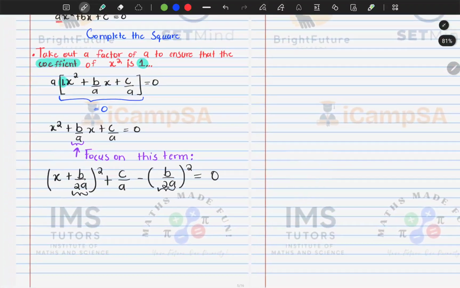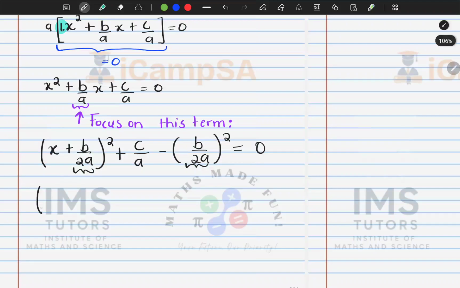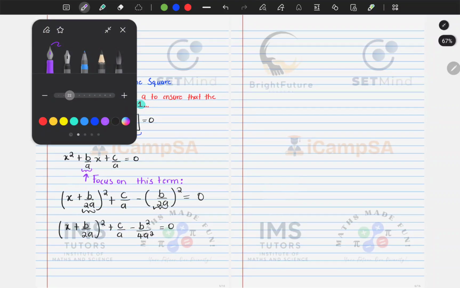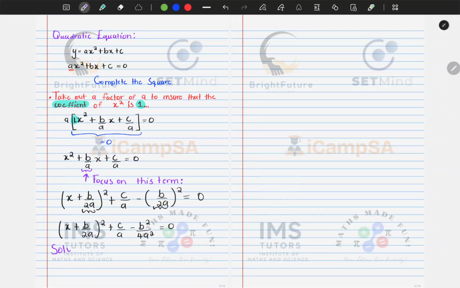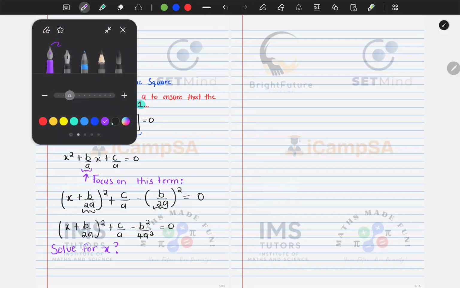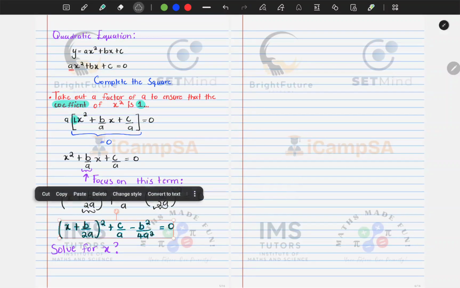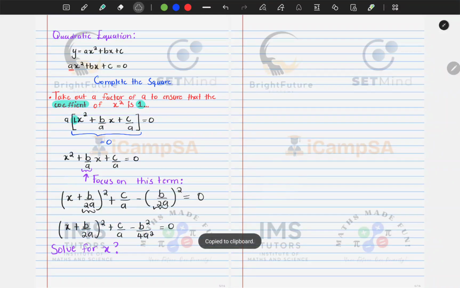Okay, so let's try and simplify this a bit. What you will see is we'll have (x plus b over 2a) all squared, and then I will end up having c over a, and then minus, if you observe carefully, b squared divided by 4a squared, and this will be equal to 0. And remember, what are we really trying to look for here? What we are ultimately trying to find is x. So let's go ahead, take this to the next page and start working around this and see what we can do.